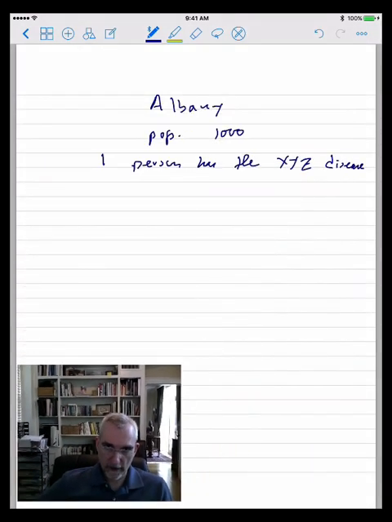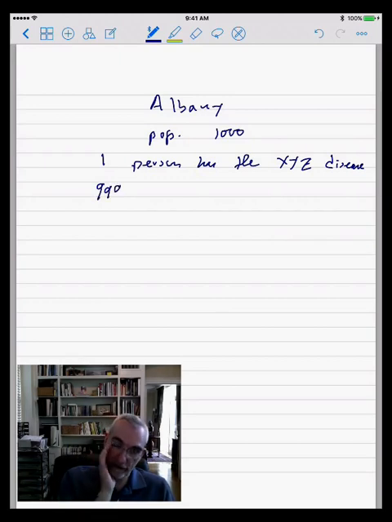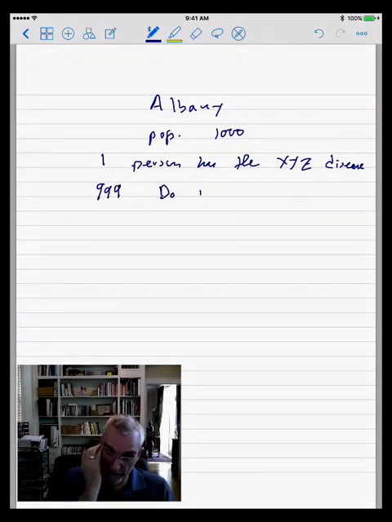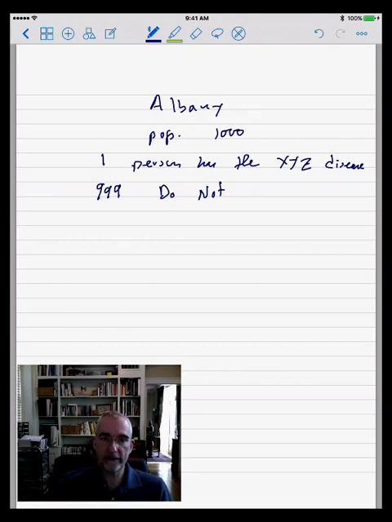called the XYZ disease, which will be accurate 95% of the time, which means 95% of the time, if you have the disease, you will be detected. But 5% of the time, it will detect people as positive who don't have the disease. So we're going to go to the town of Albany with a population of 1,000. And here we know that one person in this town has the XYZ disease because the probability of having the disease is only 1 in 1,000. So 999 don't have it, while 1 does.